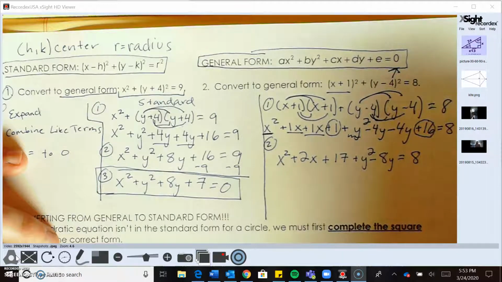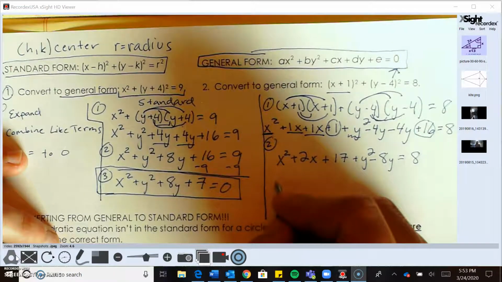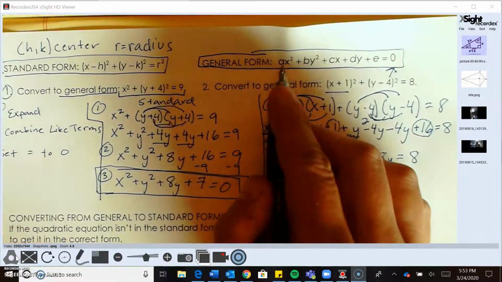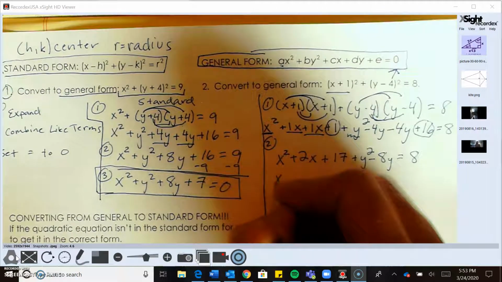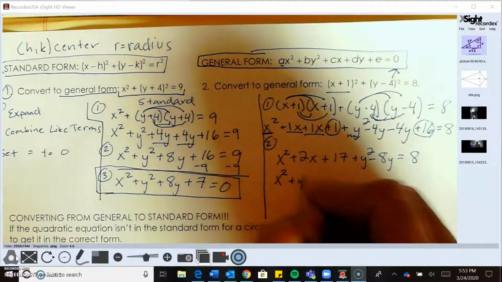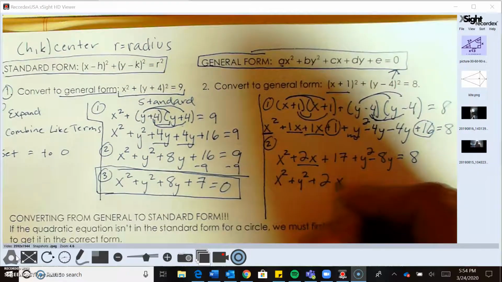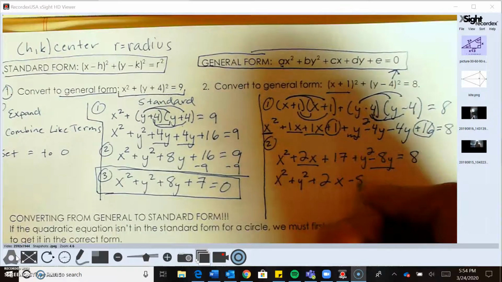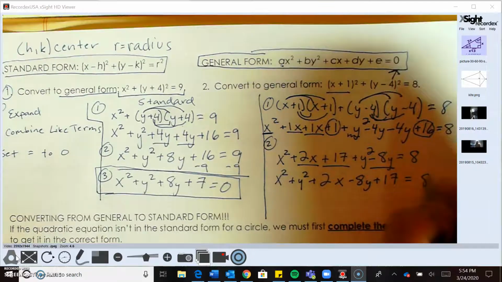Okay, on this step, when I combine my like terms, I want to make sure I'm staying in that descending order. So now everything's pretty cleaned up, I just need to go in the right order based on what's up here. So, x squared plus y squared plus, now I want my x, 2x. Now I want my y, minus 8y. And I want my constant, plus 17 equals 8.